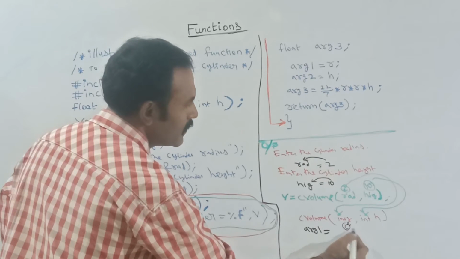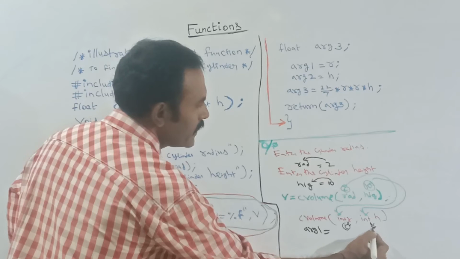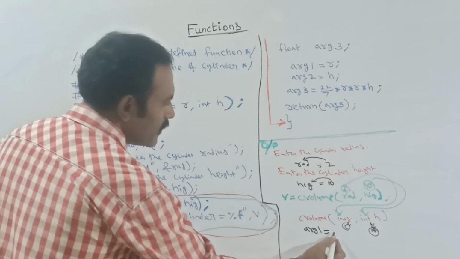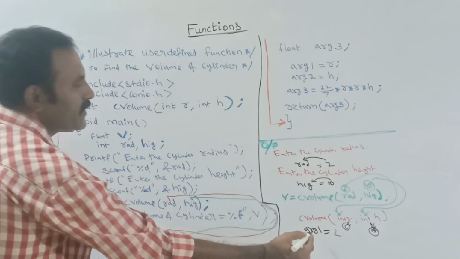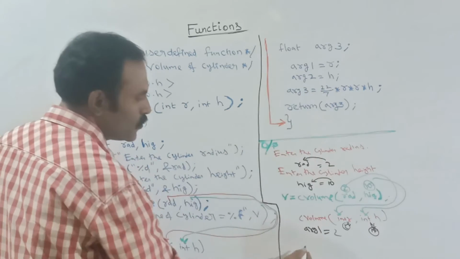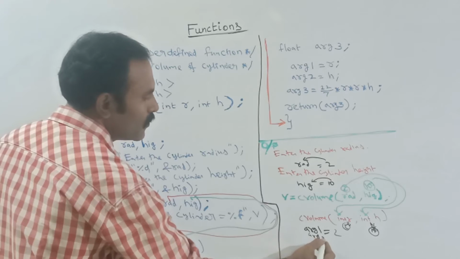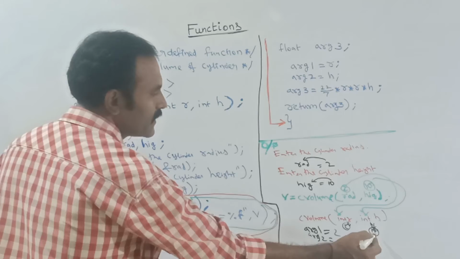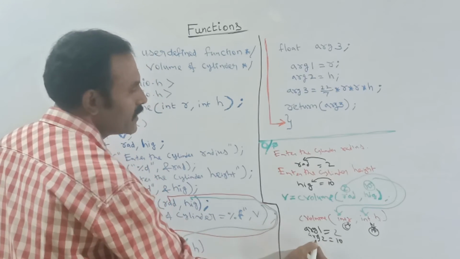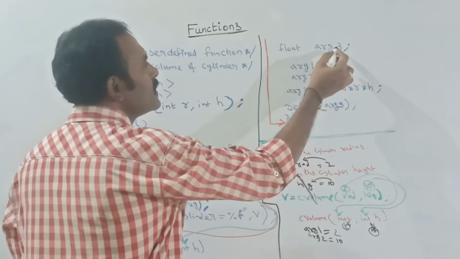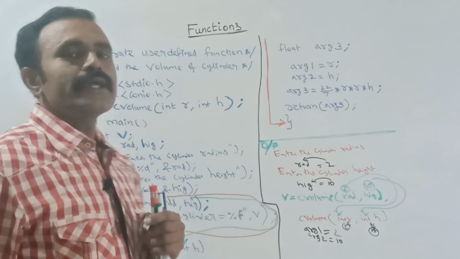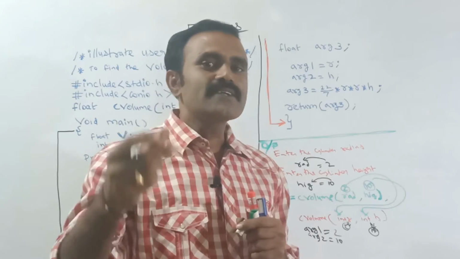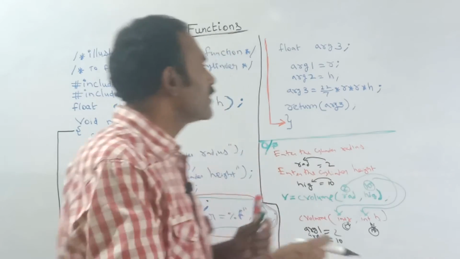This is r. Height, inside the height what is the value? 10. So argument 1 will hold the value 2. Argument 2 is equal to h. In h, what is the value? 10. So the 10 will be stored in argument 2. Now argument 3. This argument 3 is used for calculating. After finding the calculation, the final result will be stored in argument 3.